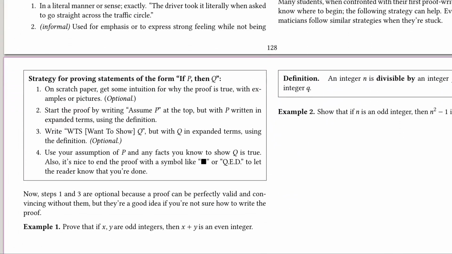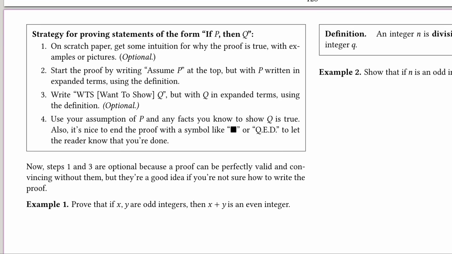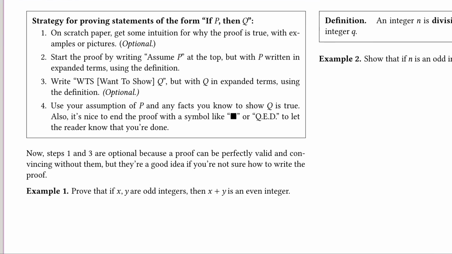Now let's talk about how to actually write proofs. What do you do when you have a problem that says to prove something and you don't know where to start? So here's a strategy. So step 1 is on scratch paper. Get some intuition for why the proof is true. Maybe come up with examples, maybe draw pictures of the examples. And that is one thing you can do to get an idea why it's true. You might also, as part of step 1, study the definitions and theorems related to this, talk to other people about it, get help, that kind of thing, until you have an idea why it's true.